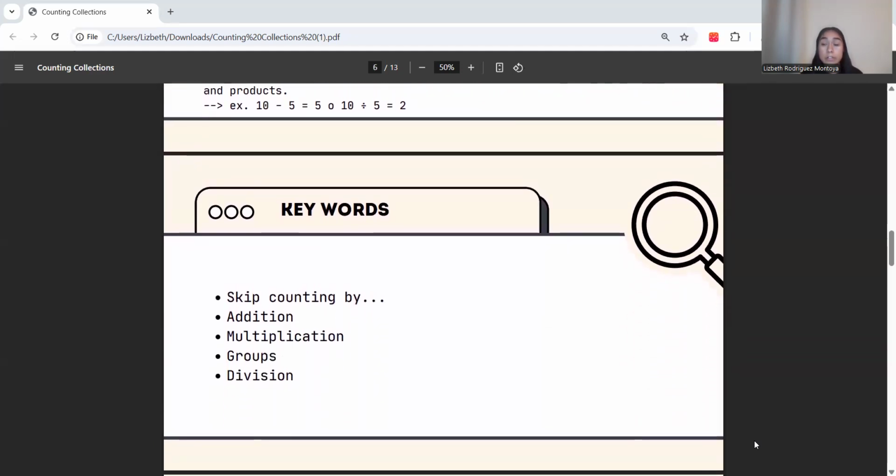So a few key words that we want to pay attention to are skip counting by, addition, multiplication, groups, and division.